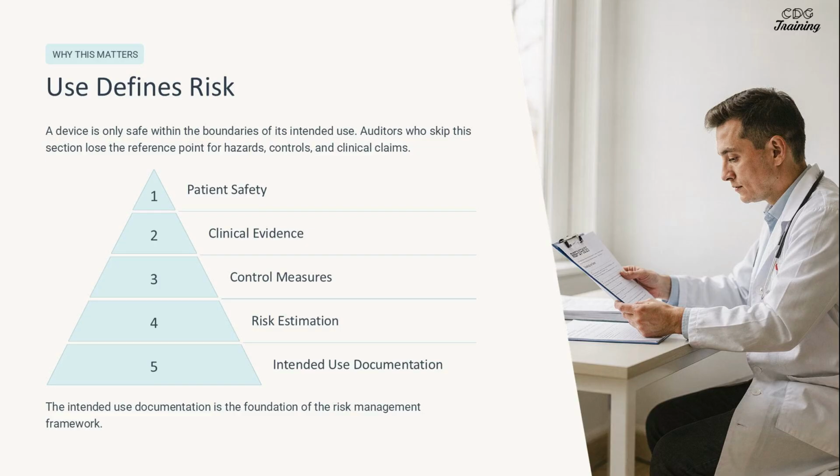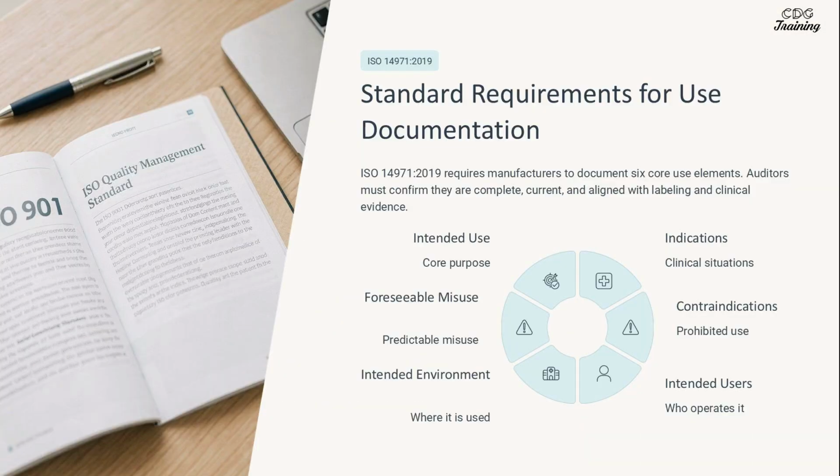A device's use is defined within its intended boundaries. Skipping this section means losing the reference point for hazards, controls, and clinical claims, making it foundational to risk management. ISO 14971-2019 mandates manufacturers to document 6 core use elements. Auditors must ensure these are complete, current, and aligned with labeling and clinical evidence.